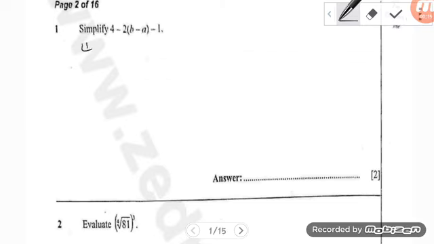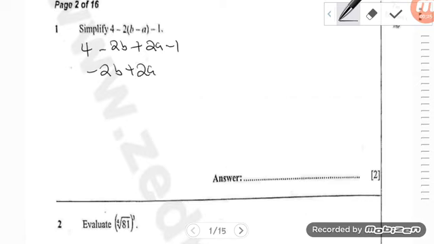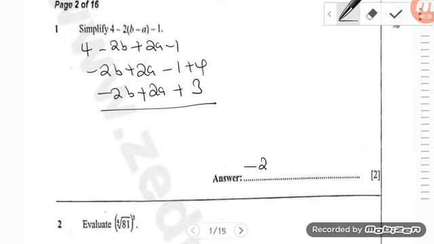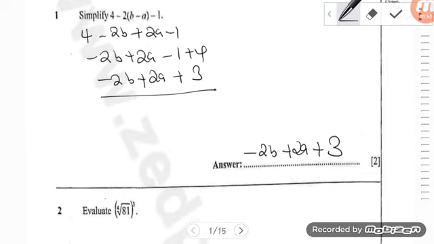So we have 4, negative 2 times b becomes negative 2b, plus 2a minus 1. So we're having negative 2b plus 2a minus 1 plus 4. Negative 2b plus 2a plus 3, and that is our answer. Negative 2b plus 2a plus 3.